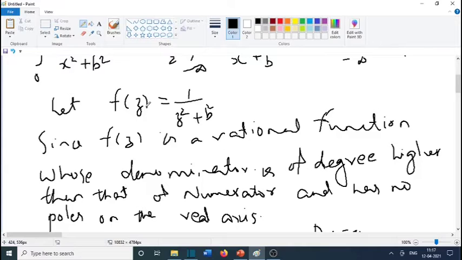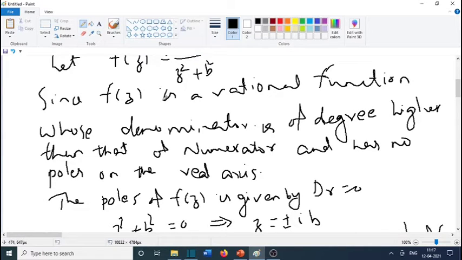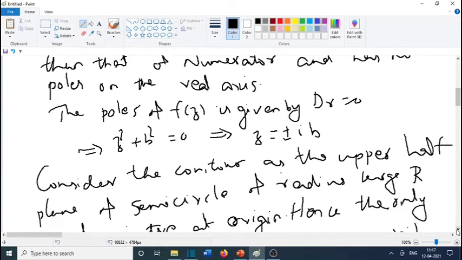So f of z equal to 1 by z square plus b square. Since f of z is a rational function whose denominator is of degree higher than that of numerator and has no poles on the real axis. The poles of f of z are given by substituting the denominator equal to 0, z square plus b square equal to 0, which implies z equal to plus or minus ib.